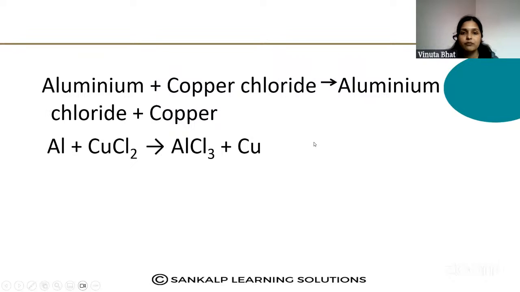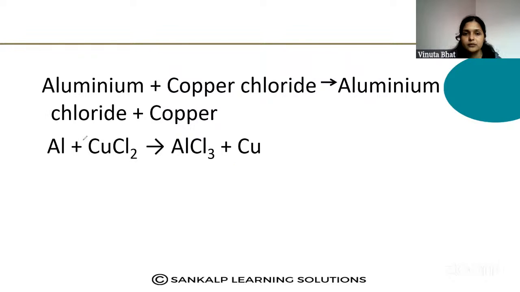Aluminium plus copper chloride, so it forms aluminium chloride plus copper. Here aluminium is the same, but chlorine here is 2, and in the product you can see 3 atoms of chlorine. Copper is the same. So we have to balance it.